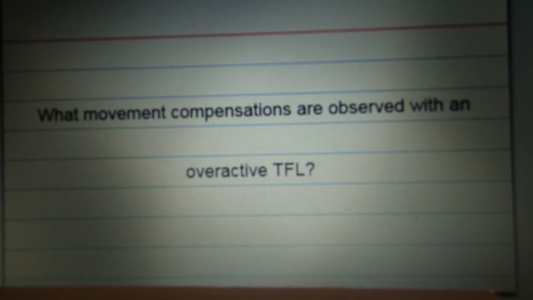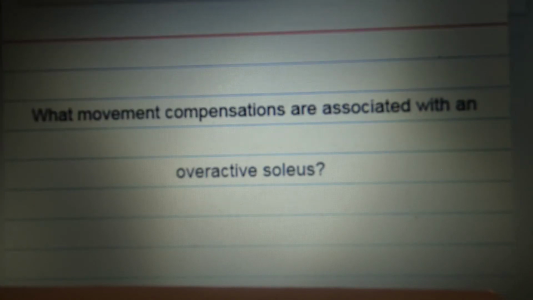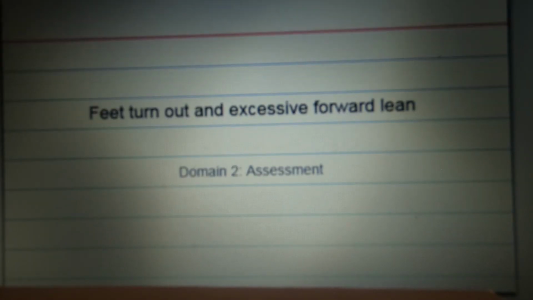What movement compensations are observed with an overactive TFL? Knees move inward, excessive lean forward, low back arches. Note, the TFL is part of the hip flexor complex. What movement compensations are associated with an overactive soleus? Feet turn out and excessive lean forward.